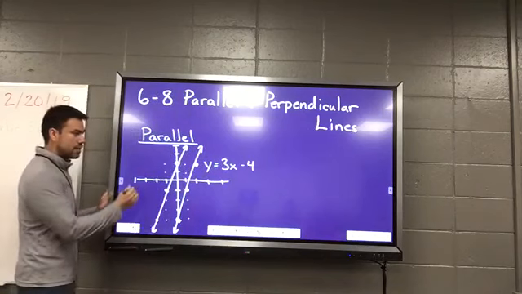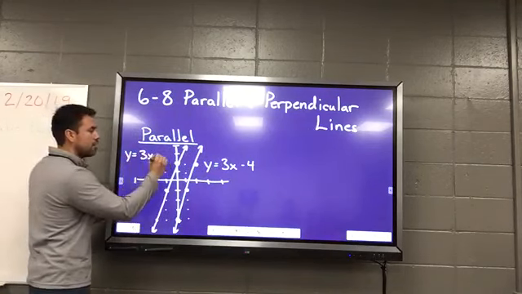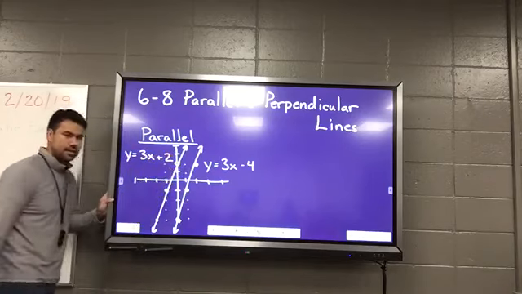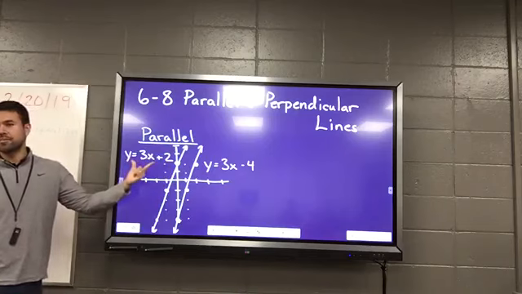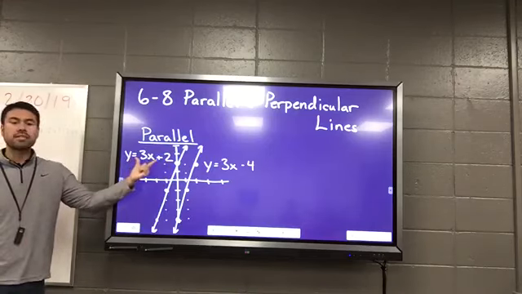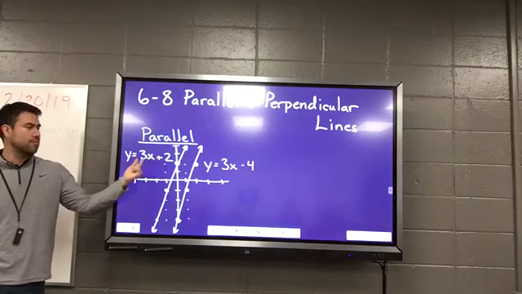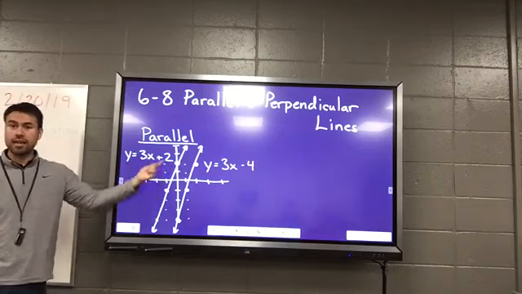And I want you to write the equation y equals 3x plus 2. That's the second line's equation. What form is this written in? Slope-intercept. What's my slope? 3. What's my y-intercept? 2. And do you see that's true of the line?